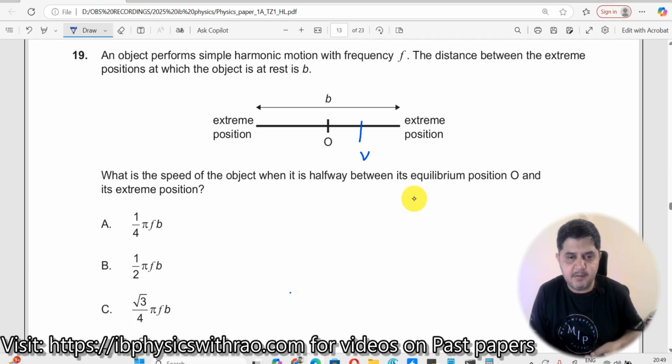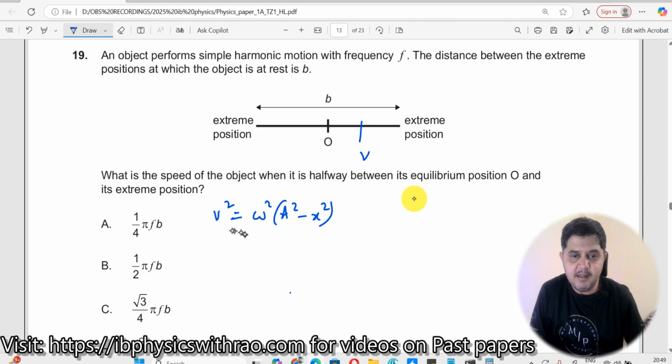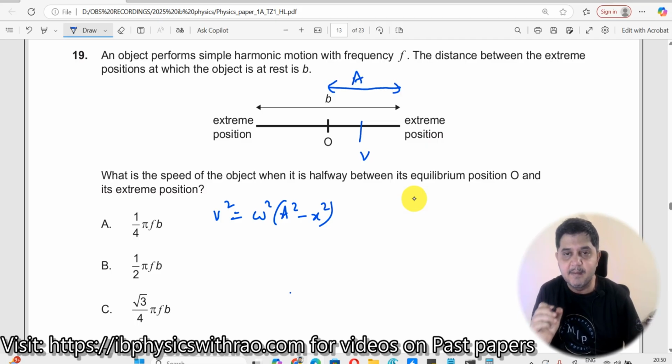You will use the formula v squared equals omega squared into (A squared minus x squared). Now, what is A here? Amplitude. What is the amplitude? This distance should be the amplitude. It is one more misconception students have. So what you should do is take A to be equal to b by 2 and not b.